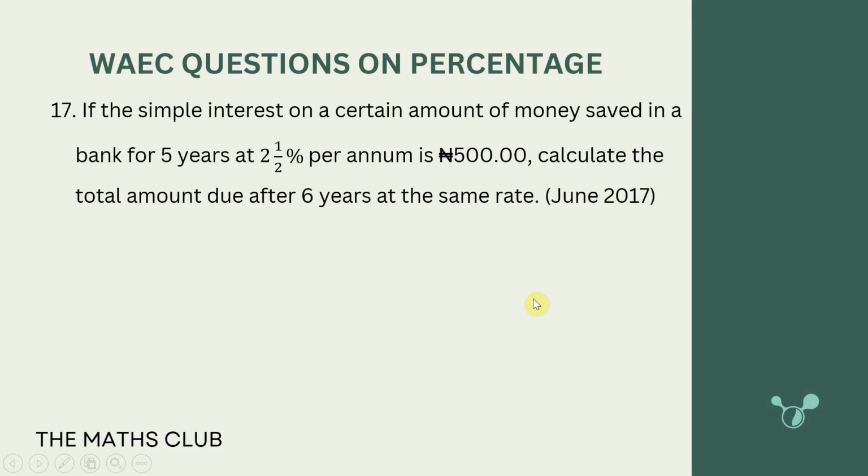Number 17 says that if the simple interest on a certain amount of money saved in the bank for 5 years at 2.5% per annum is 500, calculate the total amount due after 6 years at the same rate. Pause the video and try this out yourself. Welcome back. Let's solve it together.